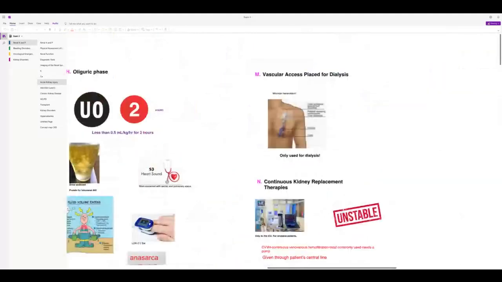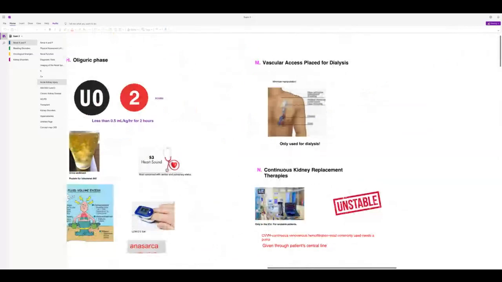All right, so with AKI, they can have dialysis. It's probably not going to be permanent, so they could have a temporary catheter or permacath put in, temporary vascular access. People that are hemodynamically unstable and need a lot of fluid pulled off can go on to continuous kidney replacement therapies, which is dialysis 24/7. It can be done right through the patient's central line in the ICU. Patient always has to be in the ICU to have this.